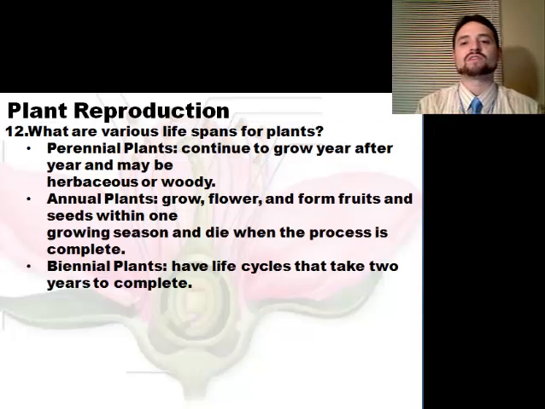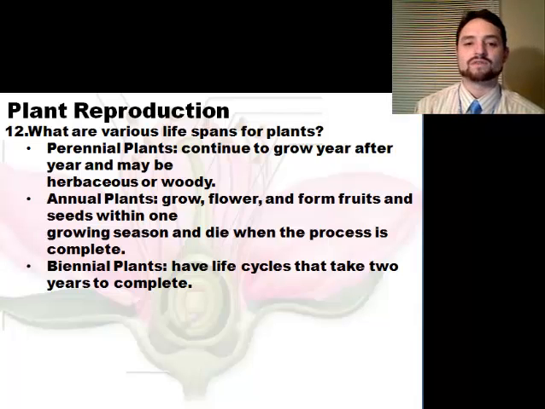And then what are various lifespans for plants? You have perennial plants that continue to grow year after year and may be herbaceous or woody. Of course, this is a lot of your trees and stuff like that.